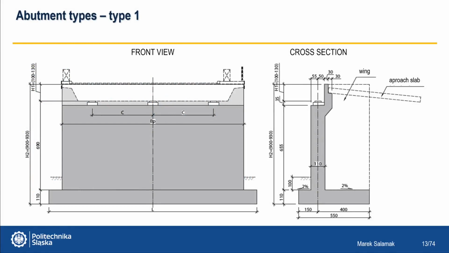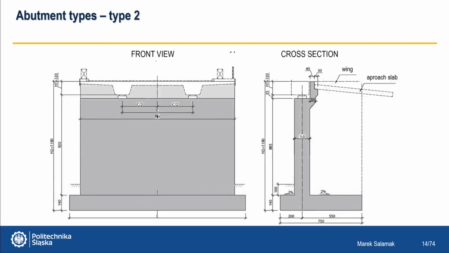Now a few examples of the most common types of abutments where the span is supported on bearings. Here the span is in the form of a concrete slab structure. There is already a beam and slab structure of the span and as a result a slightly thicker body of the abutment. The girder enters the bearing bench much deeper.